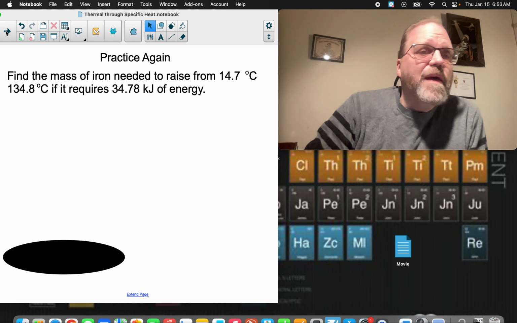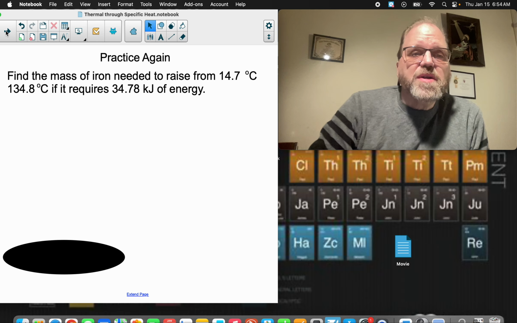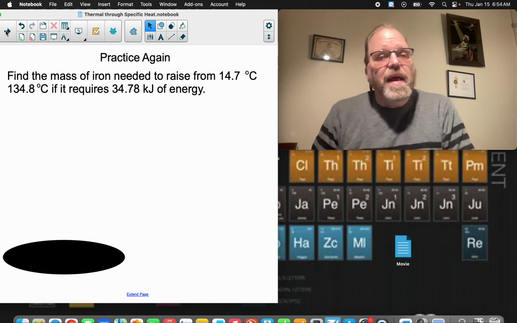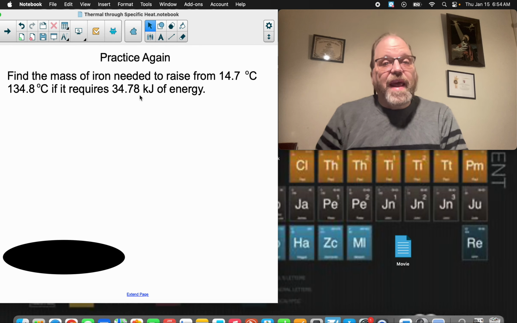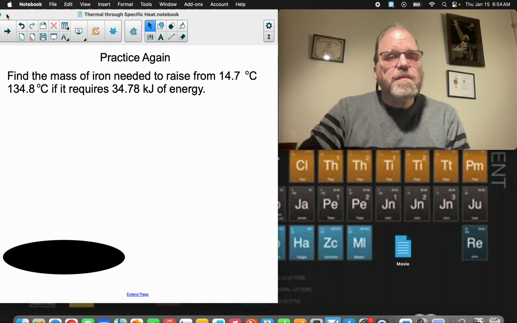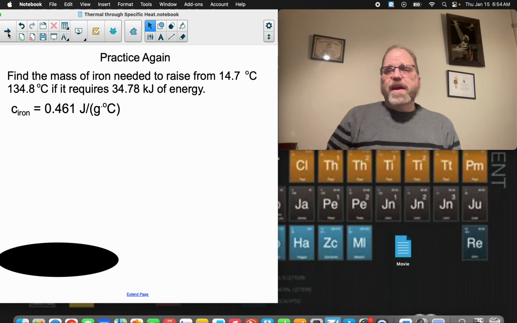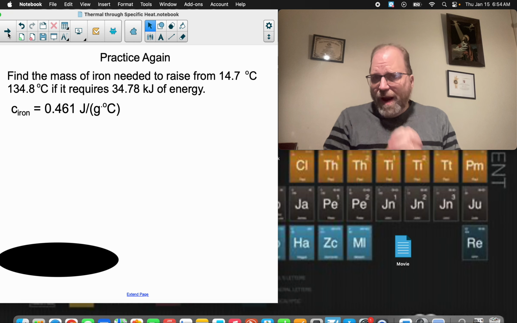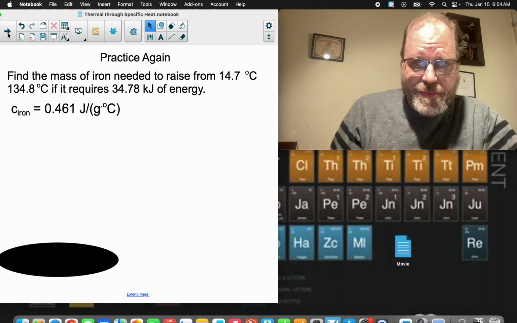Okay, this time, find the mass of iron needed to raise it from 14.6 degrees Celsius to 134.8 degrees Celsius. It requires 34.78 kilojoules of energy. All right, you do need to know the specific heat of iron, and that's it there. Pause the video, try this one on your own, see how we do.